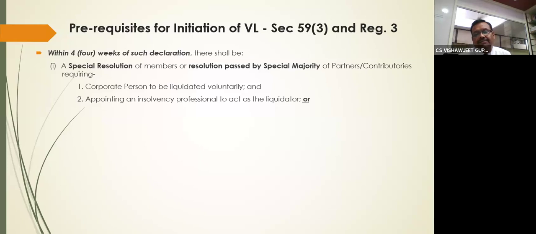Special resolution under the Companies Act 2013 means a resolution with the majority of 75% of the total members present in the meeting, or the value of the persons present in the meeting, or a resolution passed by the special majority of the partners. So if the corporate person is an LLP, then special majority is required for passing the resolution. And also of contributories. The definition of contributories is given in the voluntary liquidation process regulations. I'll discuss it in the next slide.